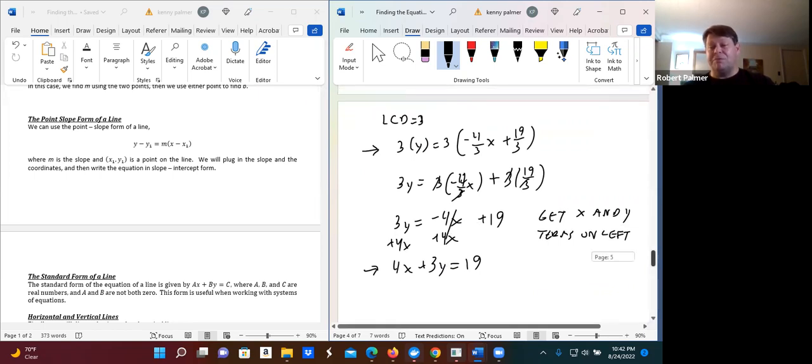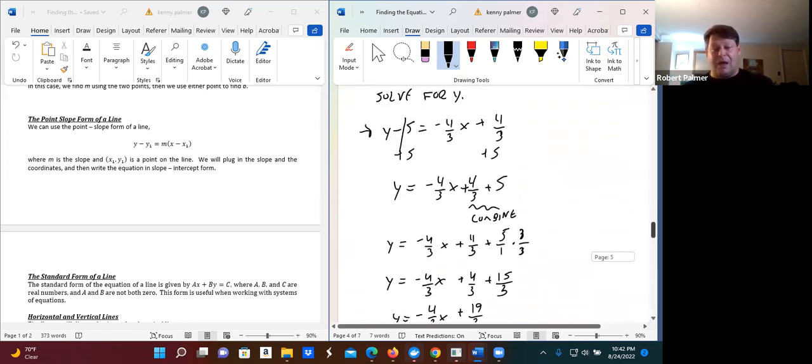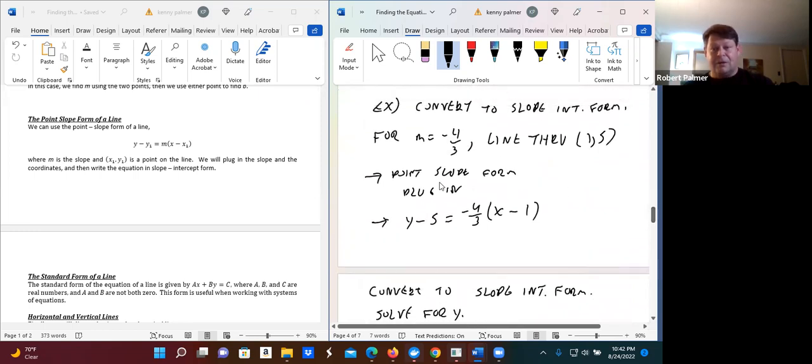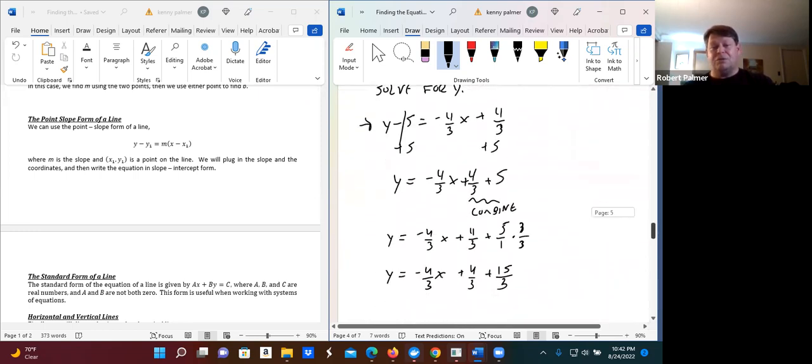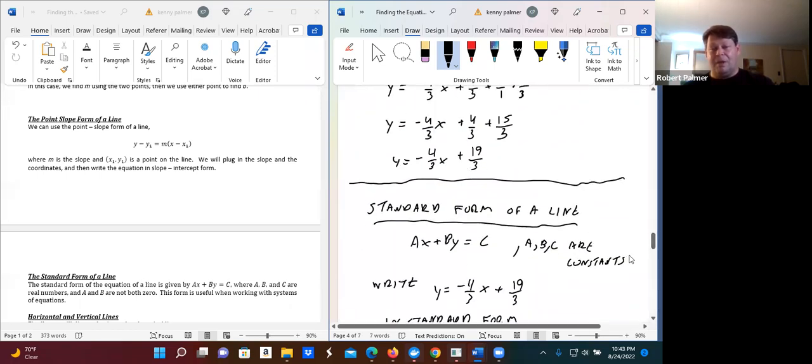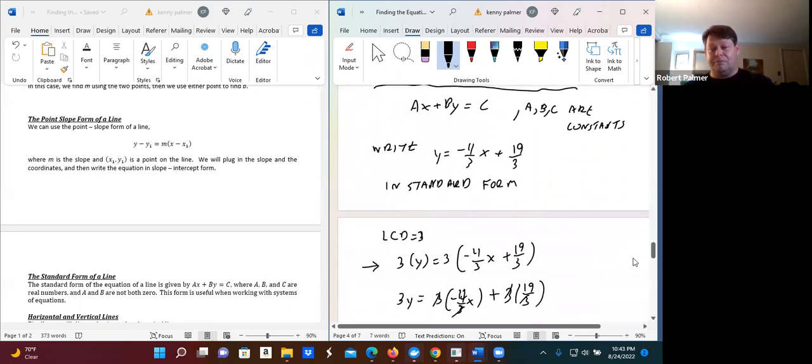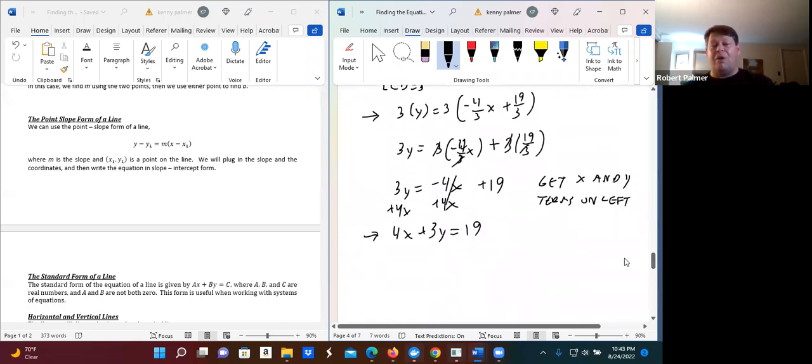So actually, now we've seen 3 forms of this line. First, we saw this line in point slope form. Next, we converted it to slope intercept form. And now we converted it to standard form. Okay, those are all equivalent, all legitimate forms of lines, and all can be used in different ways.